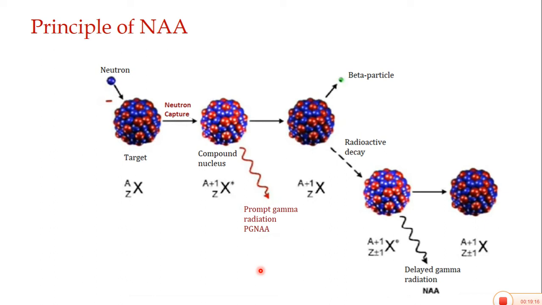The second thing is insensitivity to the chemical form of an element. In atomic absorption spectroscopy, a particular form is required in order to get the sample for analysis, atomization and so on. But in neutron activation analysis, no such particular condition is required in order to analyze the sample material. So whatever the chemical form, if an element can be measured, it can be measured.